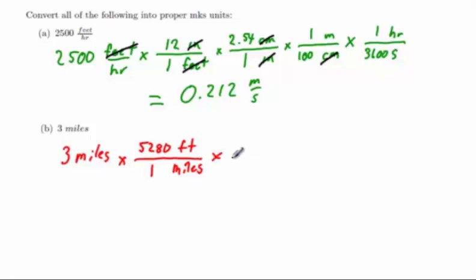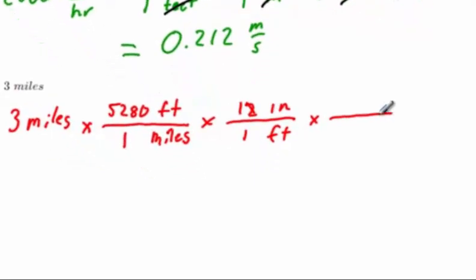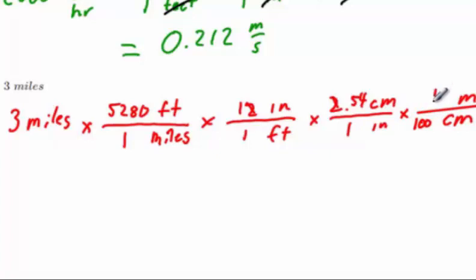Next, we need to convert feet to inches. Feet should be in the denominator, inches should be in the numerator, and there are 12 inches in each foot. To go to centimeters, we wish to cancel the inches, so they'll go in the denominator. And we know that there are 2.54 centimeters in every inch. And then finally, to go from centimeter to meter, we put the centimeter in the denominator, and we remember that there are 100 centimeters in each meter.